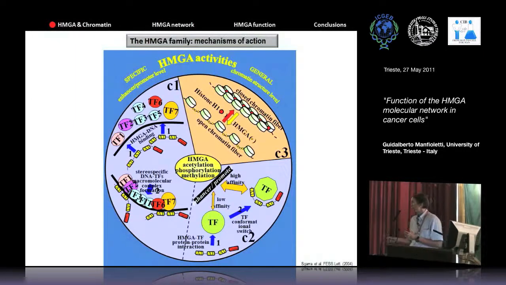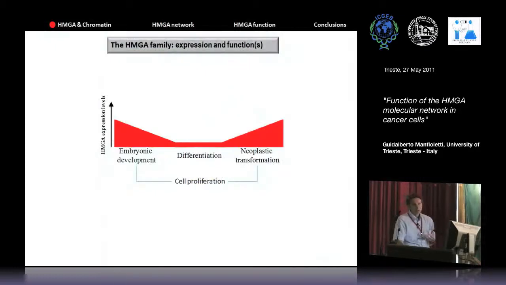The other level of regulation of transcription these factors have is on the chromatin, in the sense that they can bind to the DNA competing with the histone H1, and the result is a more open chromatin fiber. For this characteristic, these factors are considered and are called architectural transcription factors.